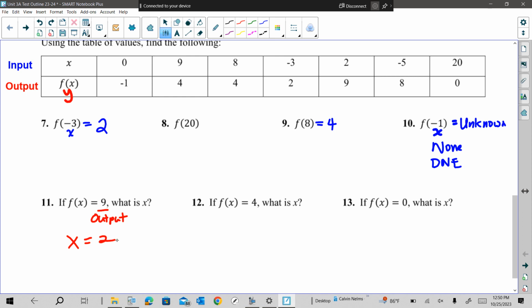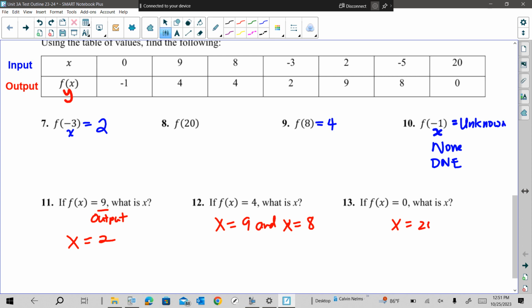For 12, where it has both 4s, you put 8 comma 9 or 9 comma 8, because there are 2 answers. There's 2 4s, so there's 2 x's, 2 answers. Yes, x equals 9 and x equals 8. All right, what about 13? X equals 20. Okay, x equals 20.